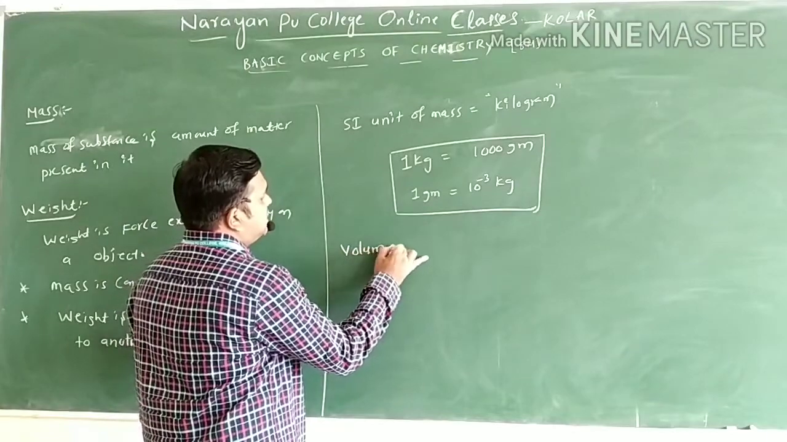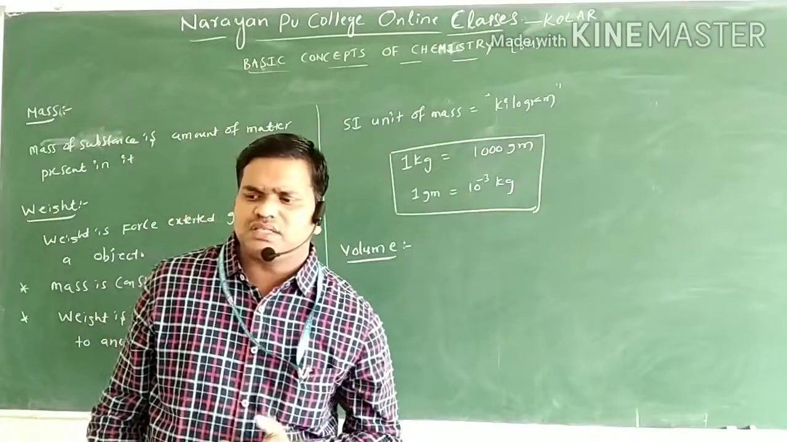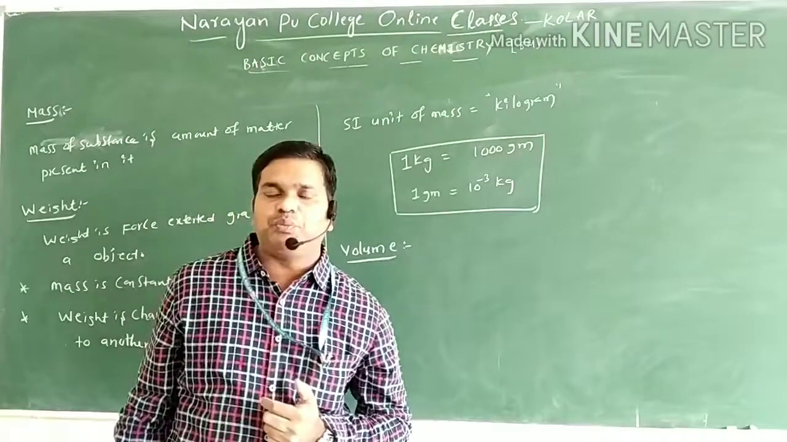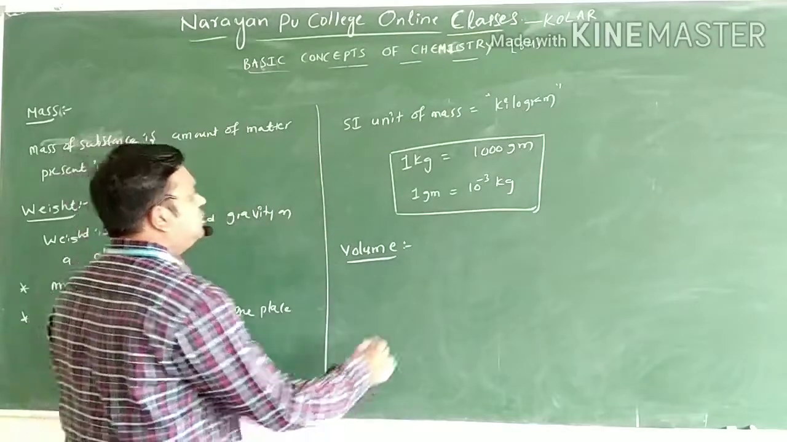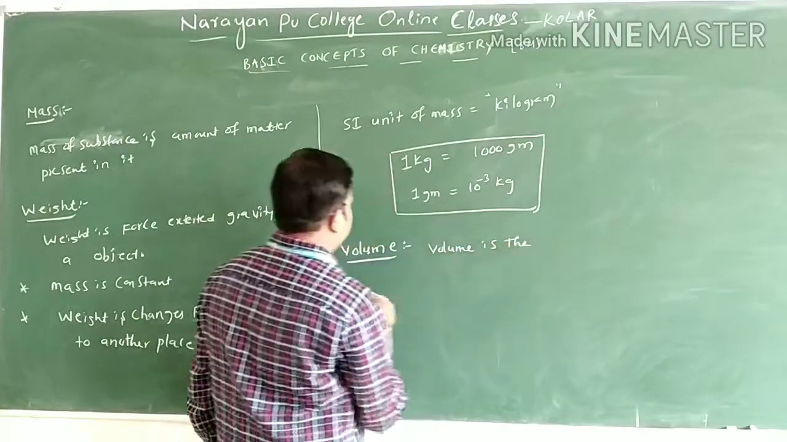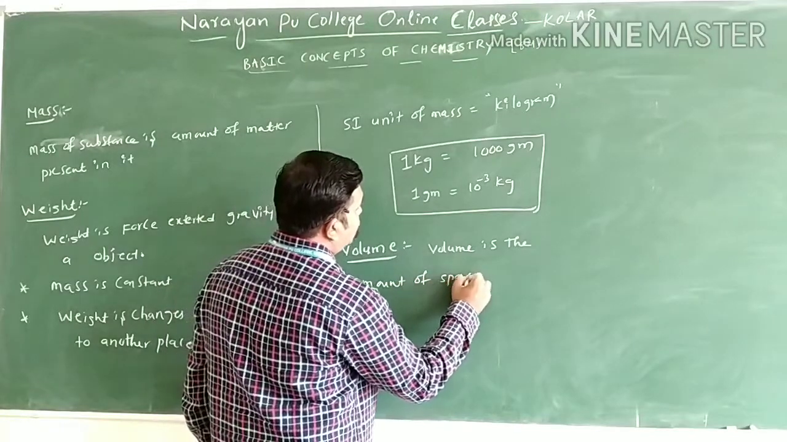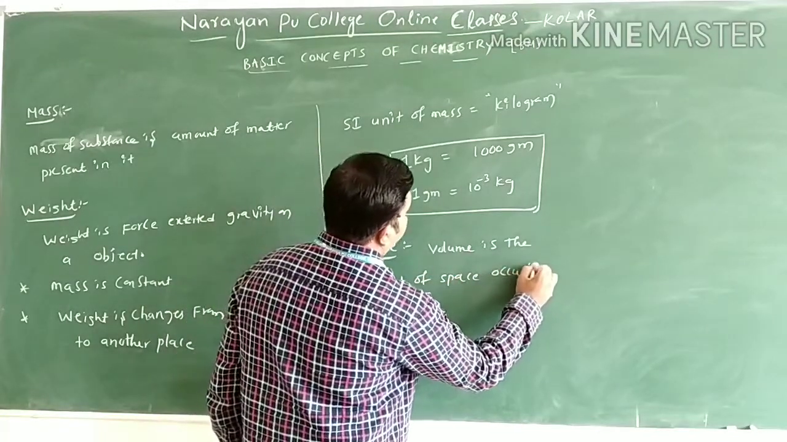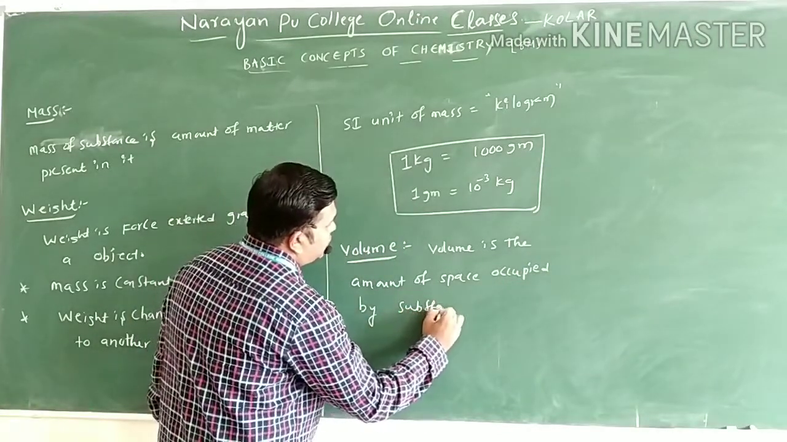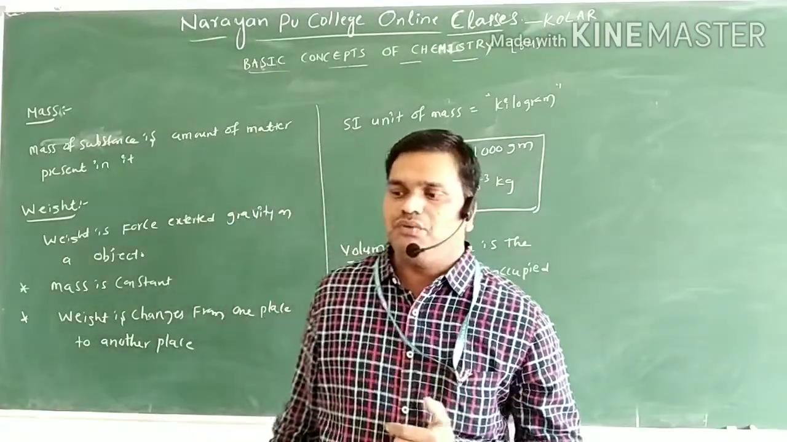Now we can see the next one, we have volume. How can we define volume? Volume is the amount of space occupied by the substance.